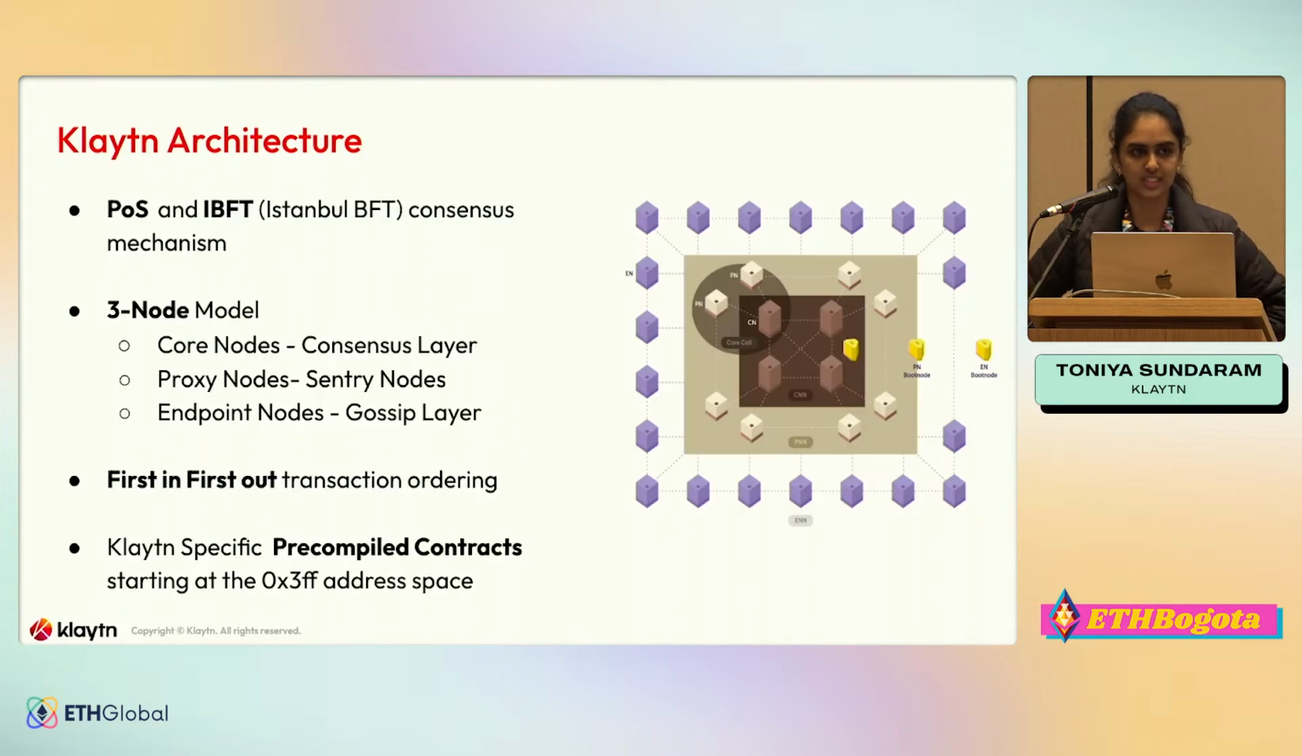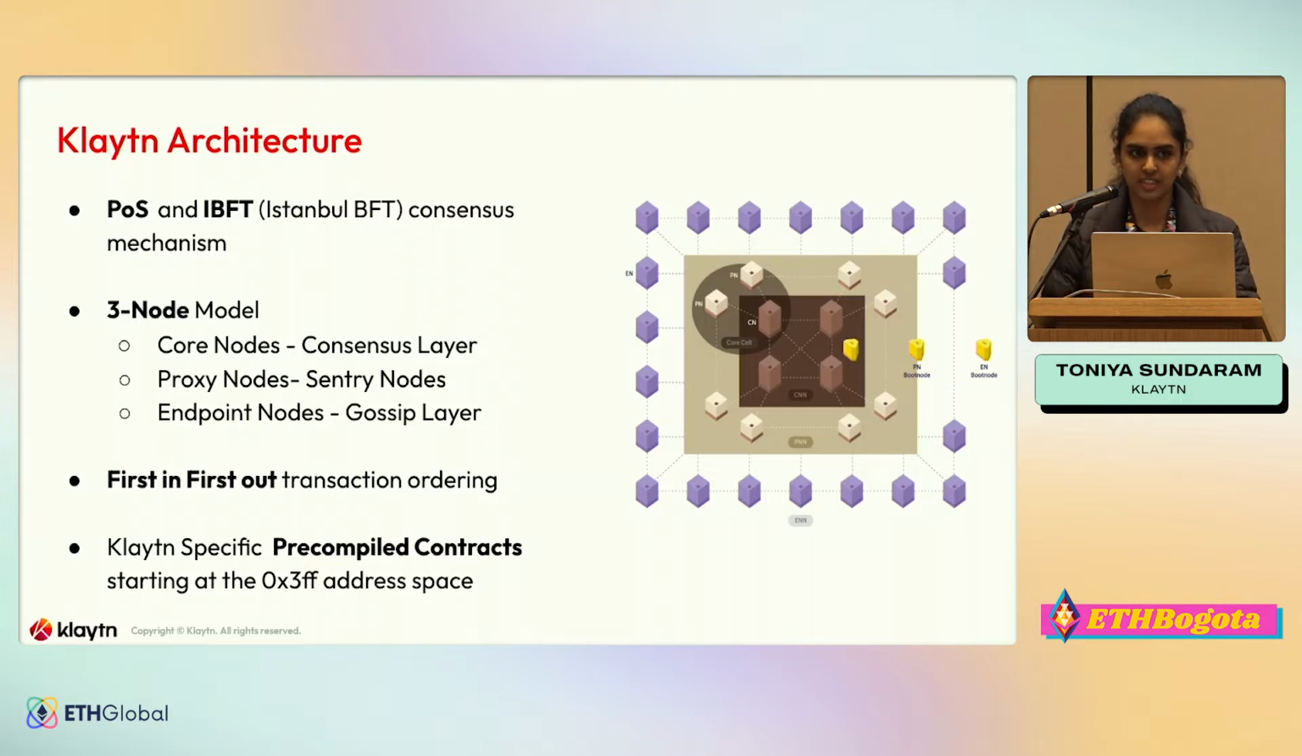Next, we'll see how the Klaytn architecture looks as a protocol. Since the beginning, we have been on POS for block selection, and particularly IBFT for consensus.